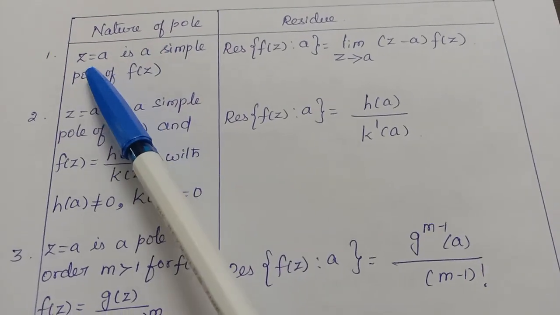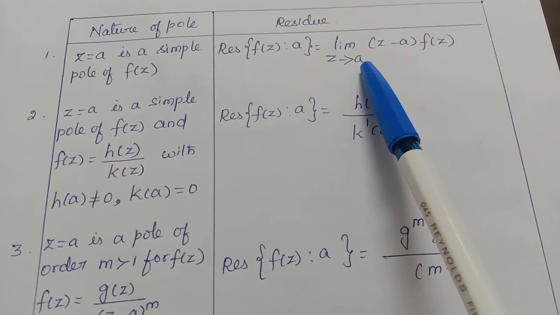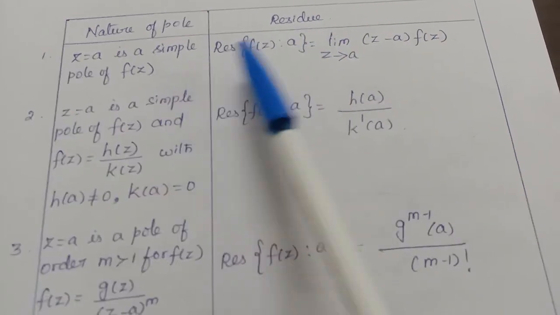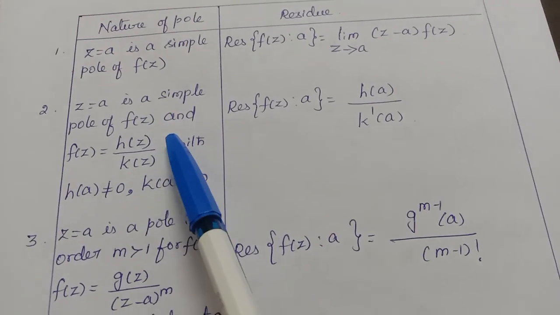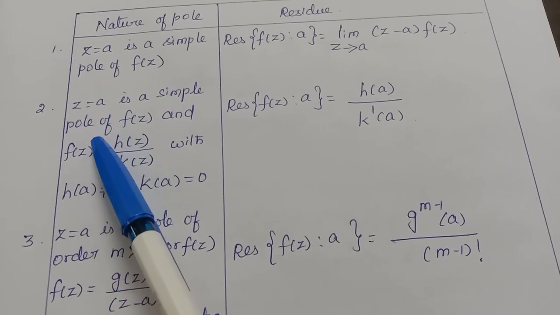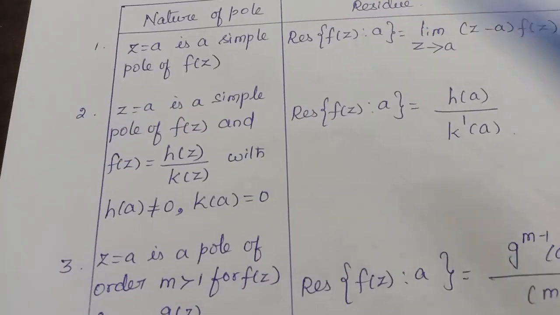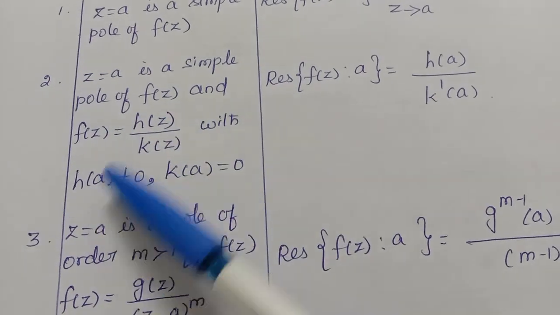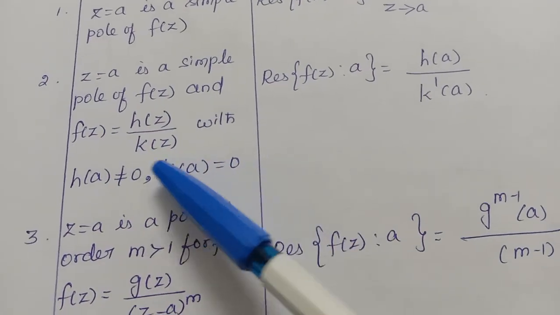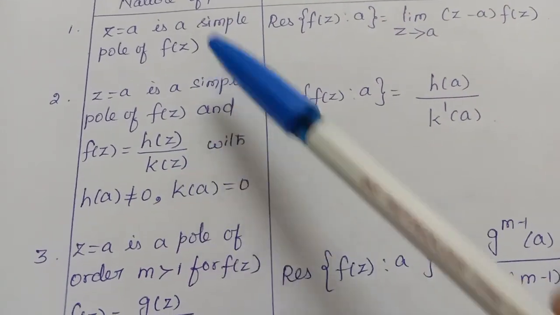The first case is if a is a simple pole. If a is a simple pole of f of z, then residue of f of z at a is equal to limit z tends to a, (z minus a) into f of z. This is the formula when z equal to a is a simple pole. Then the second case is also for simple pole only. But in this case, suppose you have your f of z as a quotient of two functions h by k, where h of a is not equal to 0 and k of a equal to 0. In this case, while doing the problem, you can understand why we have two different formulas for simple poles.